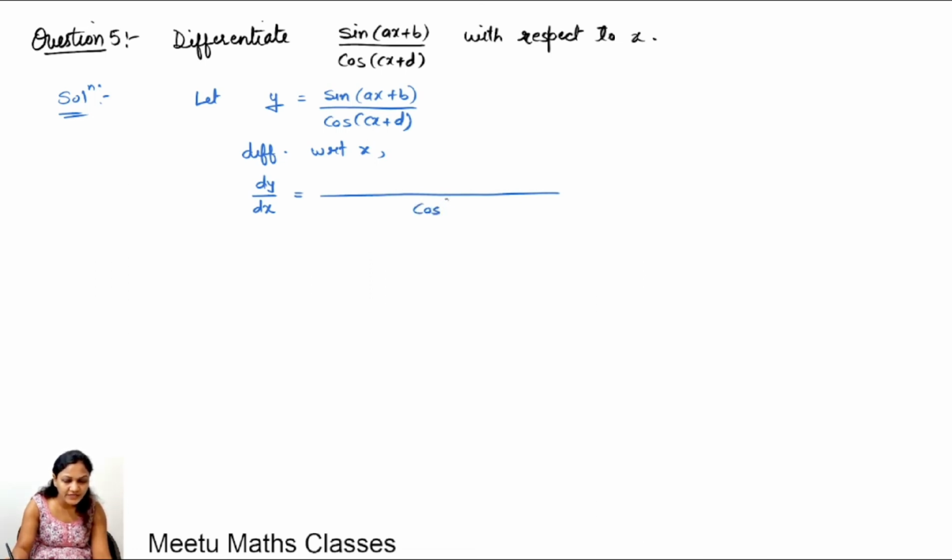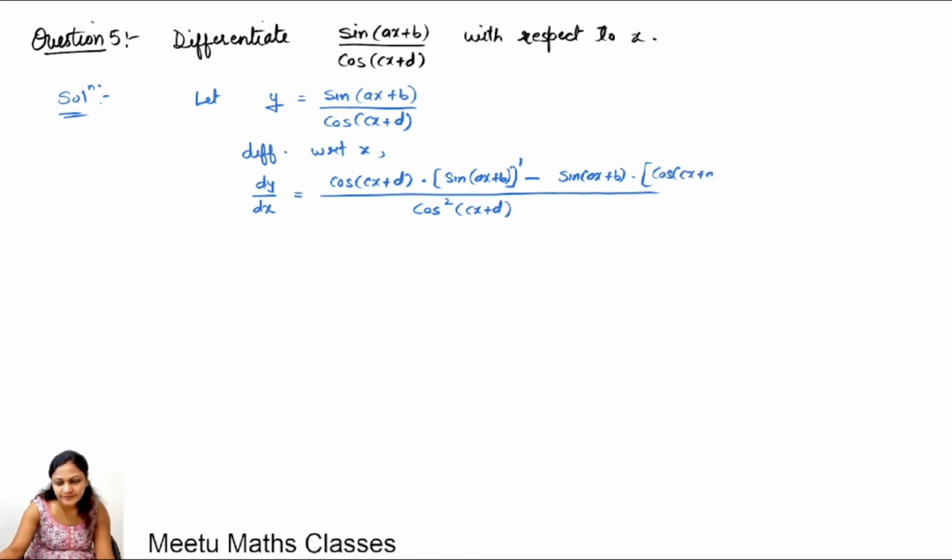In the denominator we will get the denominator function square, and in the numerator, denominator as it is into derivative of numerator minus numerator as it is into derivative of denominator. Okay, this is the quotient rule.